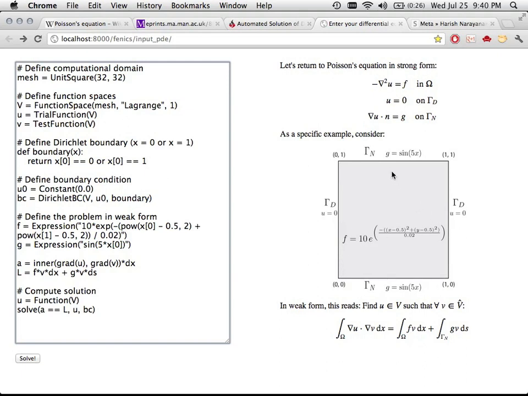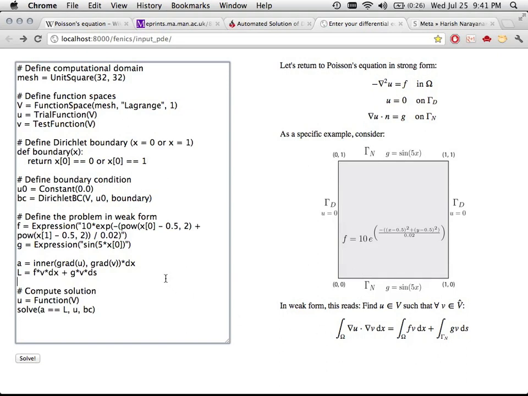So for a specific example, let's consider a square plate with Dirichlet boundary conditions on the left and right surfaces and Neumann boundary conditions where the derivative goes to sine 5x on the top and bottom surfaces, and a source term that's some sort of exponential decay from the center. Of course, we can go through standard mathematical arguments and end up with what's called a weak form, which is what's used in the finite element implementation shown on the left.